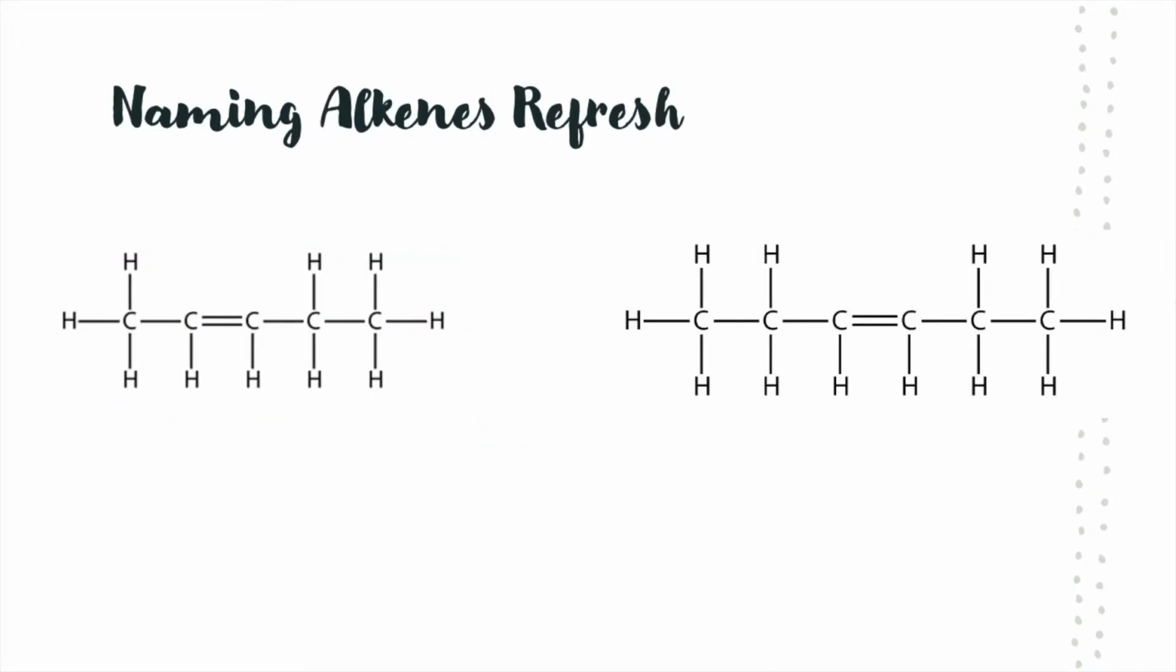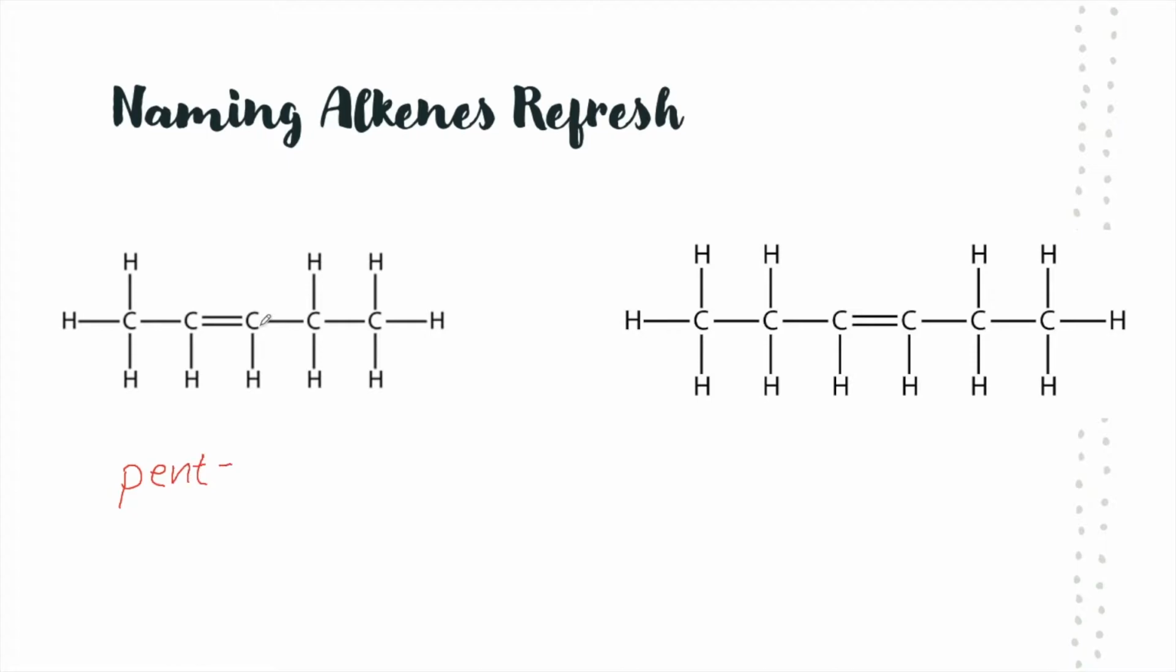So just before we go on to look at alkenes with branches, let's refresh our memory on how we name our alkenes that are straight chained. Let's start with this one here on the left. The first thing we are going to do is count the number of carbons in the longest chain. 1, 2, 3, 4, 5. So there are 5 carbons, which means we are going to use the prefix pent.